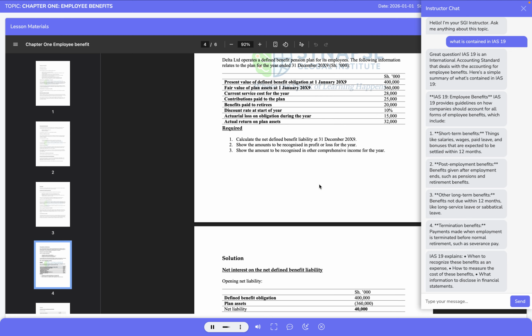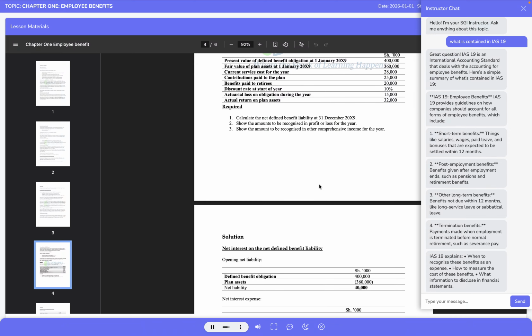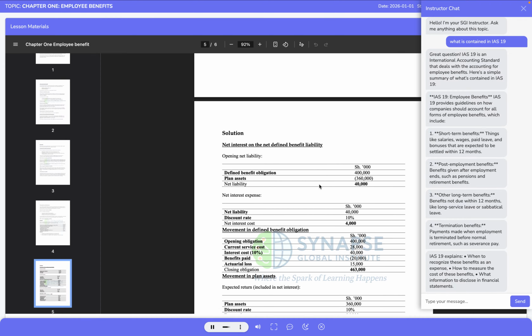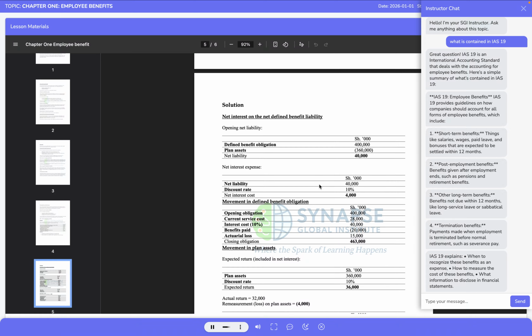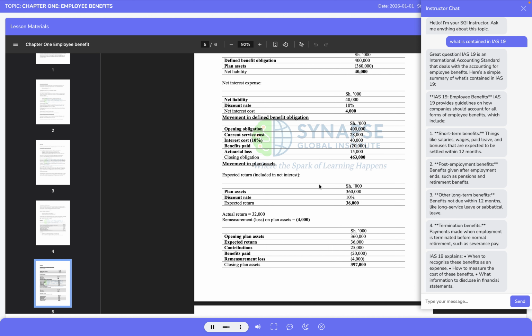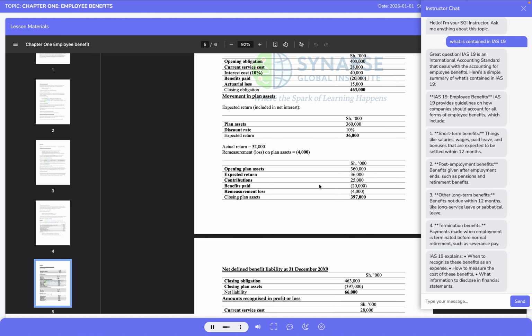The movement in the defined benefit obligation starts with the opening obligation of 400 million shillings, adds current service cost of 28 million shillings, an interest cost of 40 million shillings, deducts benefits paid of 20 million shillings, and adds the actuarial loss of 15 million shillings. This results in a closing obligation of 463 million shillings.